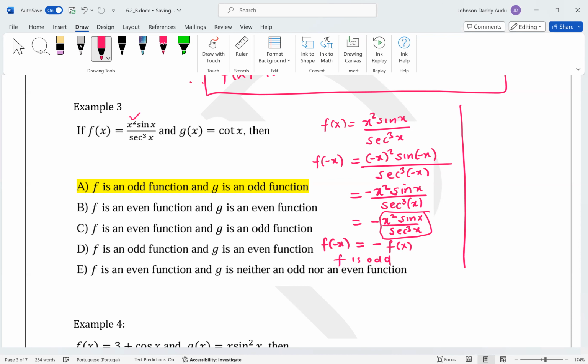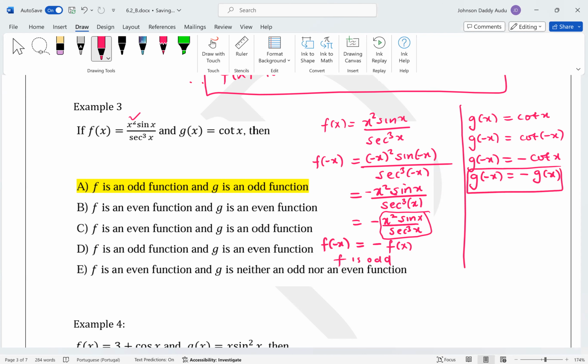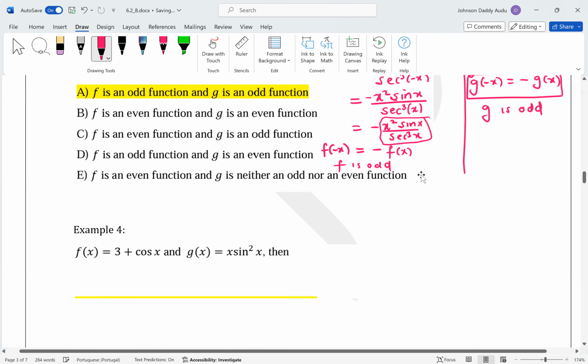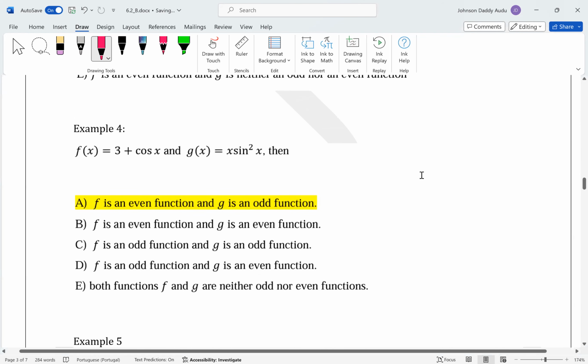And here also we can find for g, it is already an odd function because it's cotan. So g of minus x is just going to be cotan of minus x. So g of minus x is going to be minus cotan of x. So g of minus x is going to be minus g of x, right? So both f and g are odd functions. All right. Example 4.